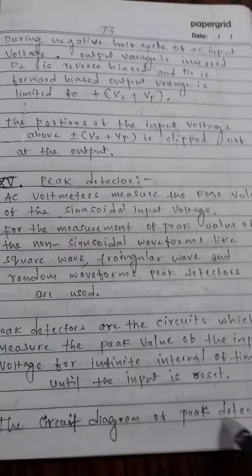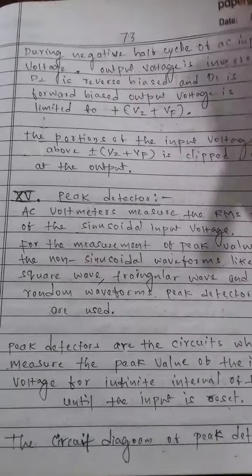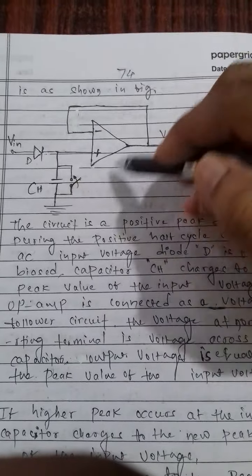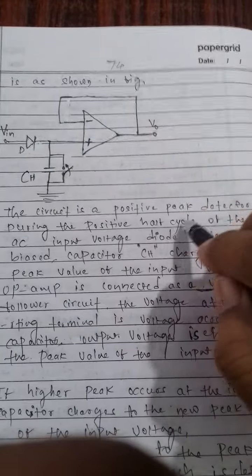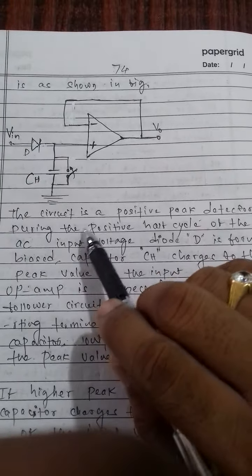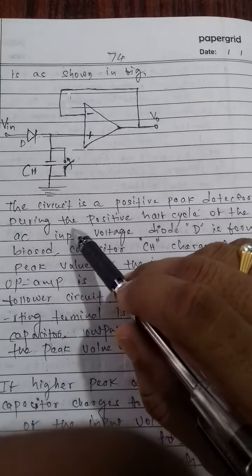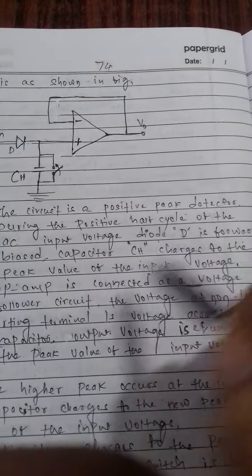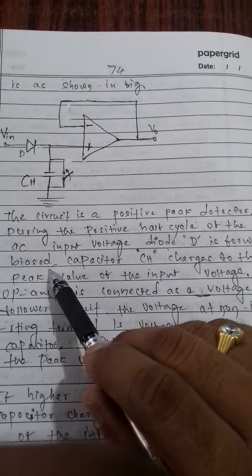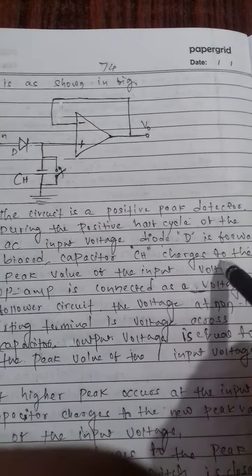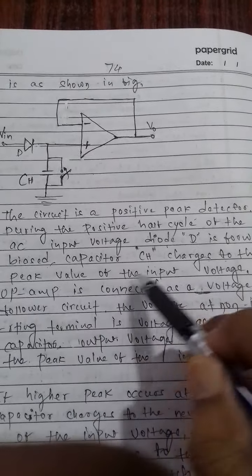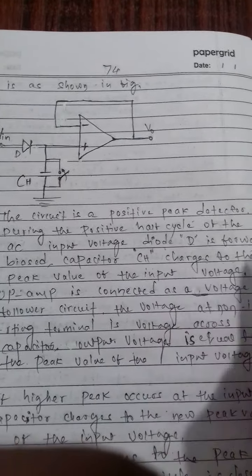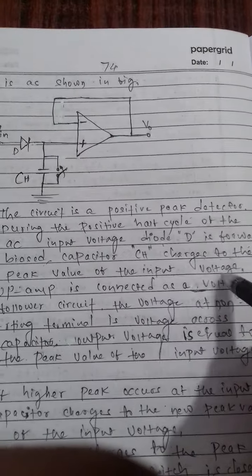The circuit diagram of peak detectors is as shown in the figures here. The circuit is a positive peak detector. During the first half cycle of the AC input voltage, the diode is forward biased. Capacitor CH, that is the holding capacitor, charges to the peak value of the input voltage.